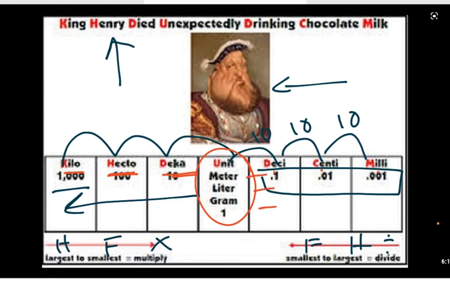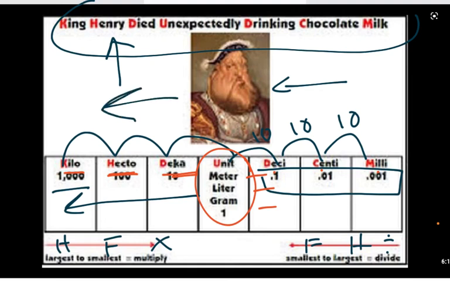So I don't have to teach you a day for distance. I don't have to teach you a day for capacity. I don't have to teach you a day for weight. It's all the same. And if you remember, King Henry died unexpectedly by drinking chocolate milk, that will be an easy way to remember it. Same thing. You're getting bigger. You're going to multiply. Sorry.